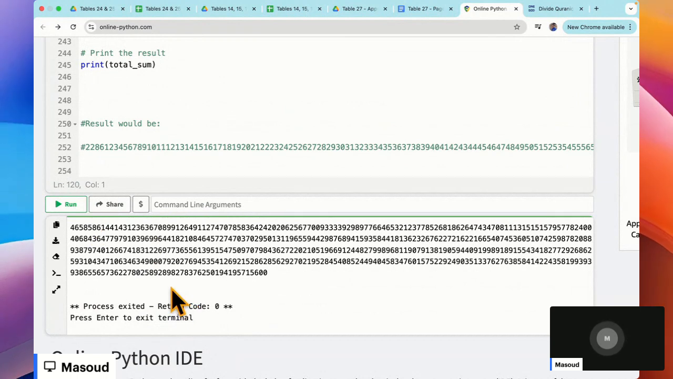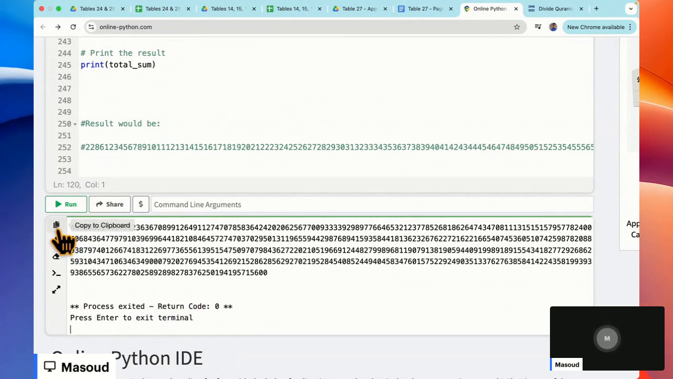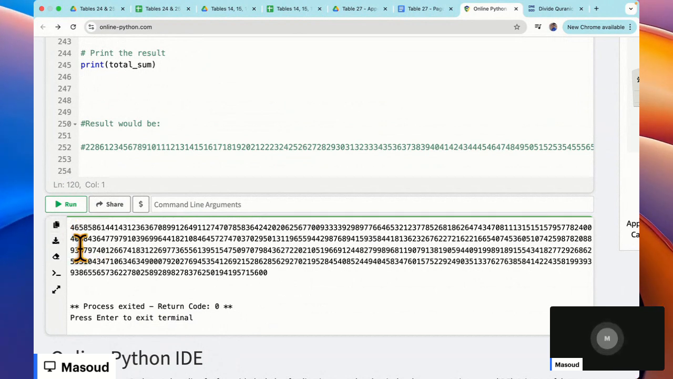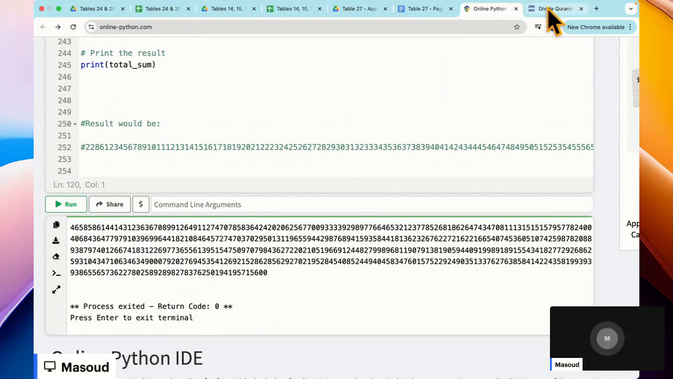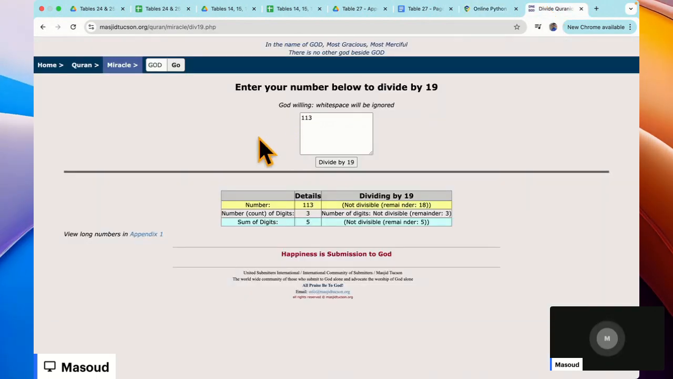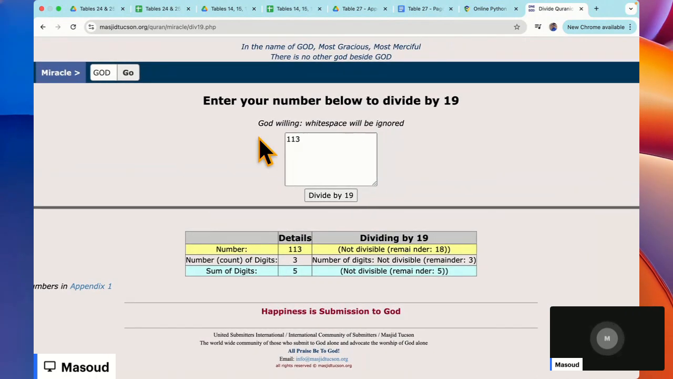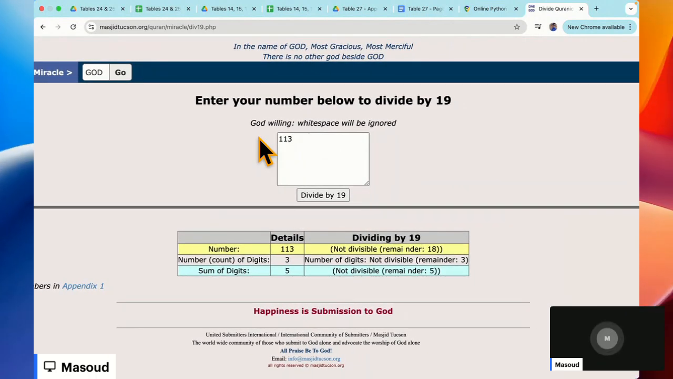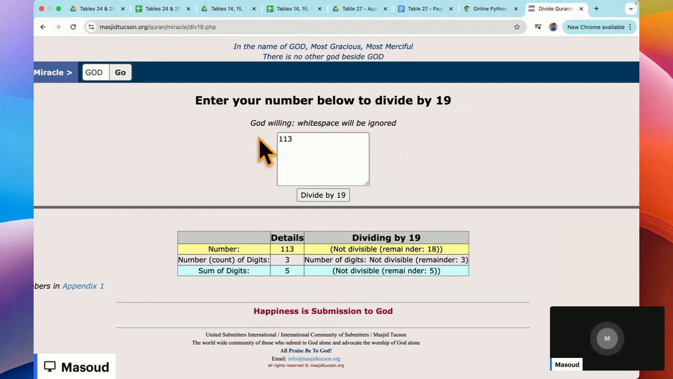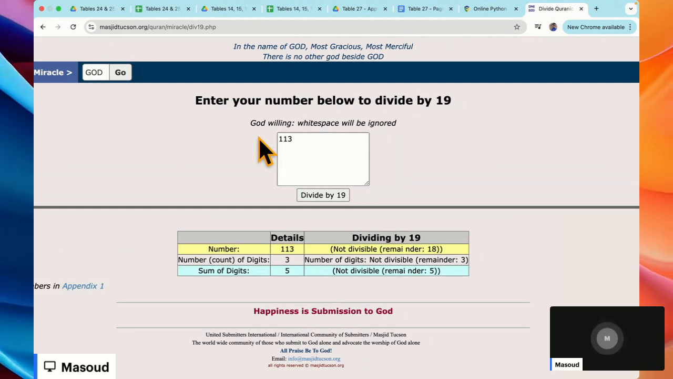Now, when you're done with this, there is a part here on online Python that says copy to clipboard. All right? Click on this. When you click on this, it's going to copy all this number that we have here. Then you should go into a giant number 19 calculator, because not every calculator is able to treat a 759 digit number as one number to be able to calculate whether it is a multiple of 19 or not. So you need a giant number calculator for that purpose.